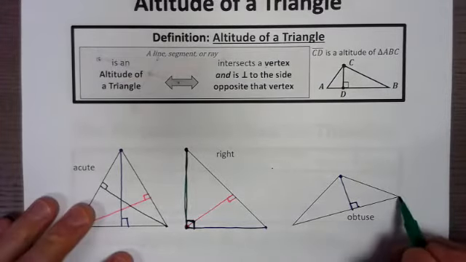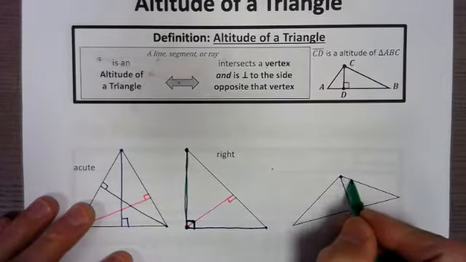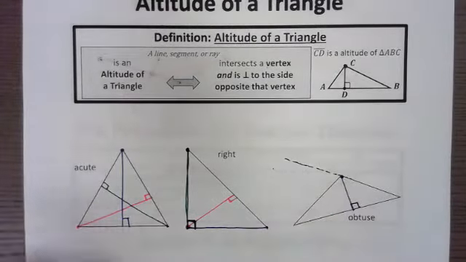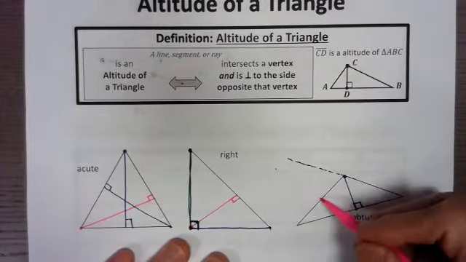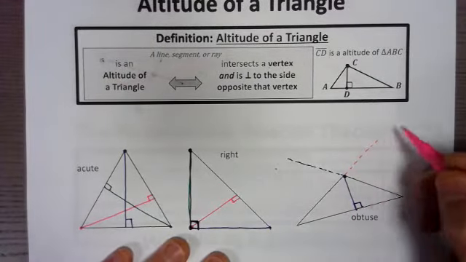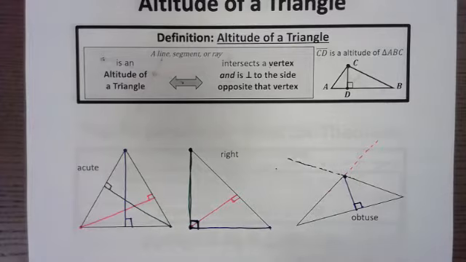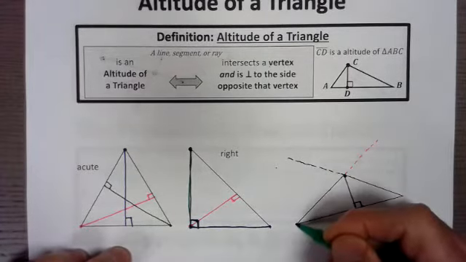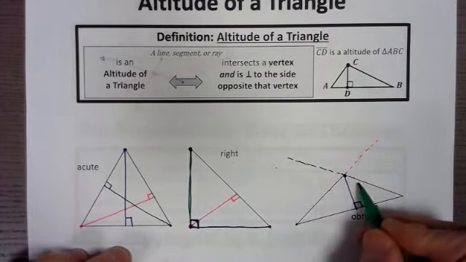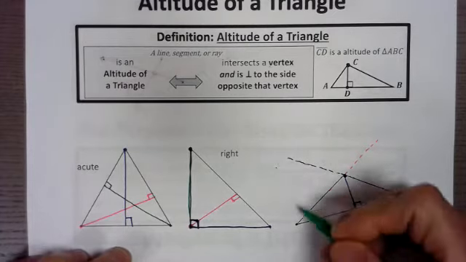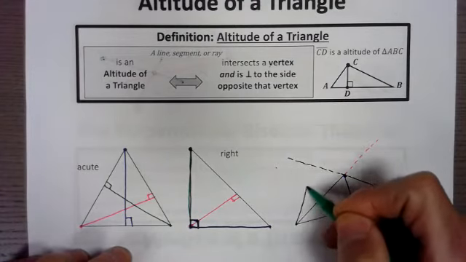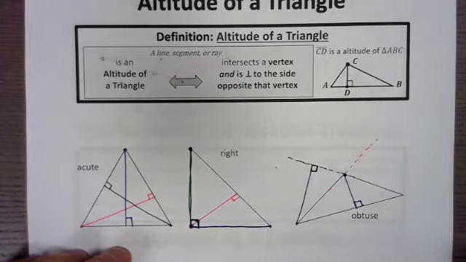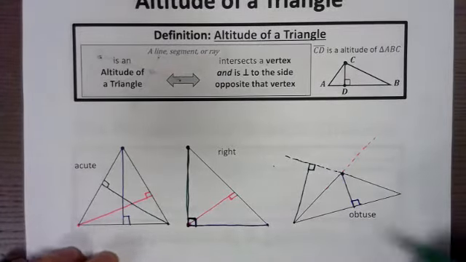However, if we go from this vertex, we need to continue these sides here, and then we need to continue the other side here. Right there. And the reason for that is that this altitude is going to make a right angle from this point, and we can't draw an angle over here that's going to make a right angle. So we need to draw our altitude outside of the triangle, and that's totally okay. It doesn't have to be inside the triangle in order to be an altitude.